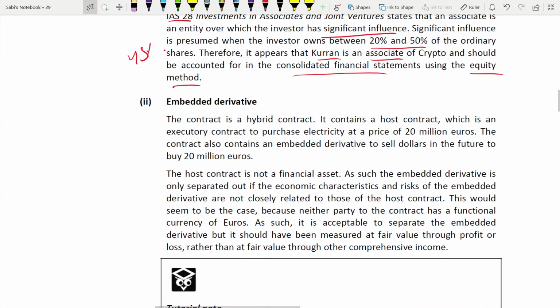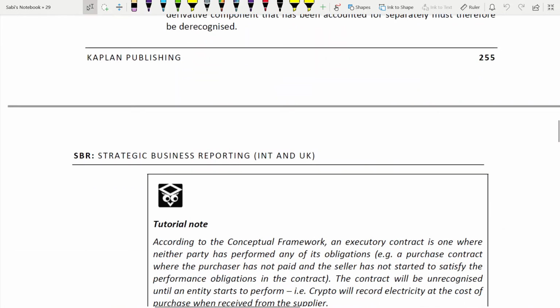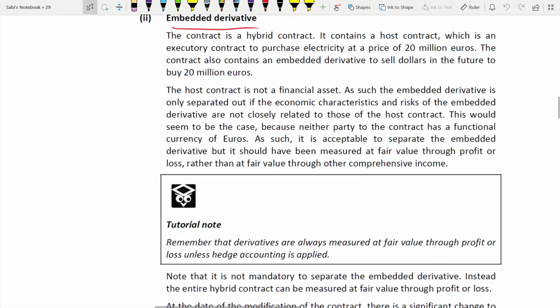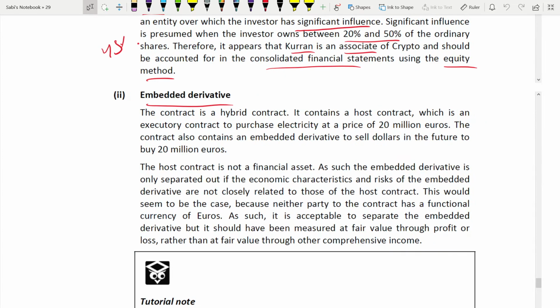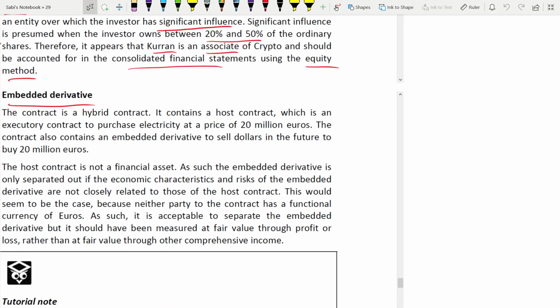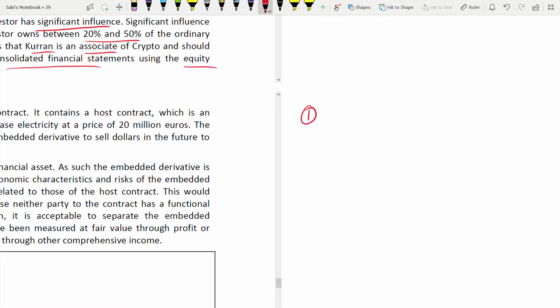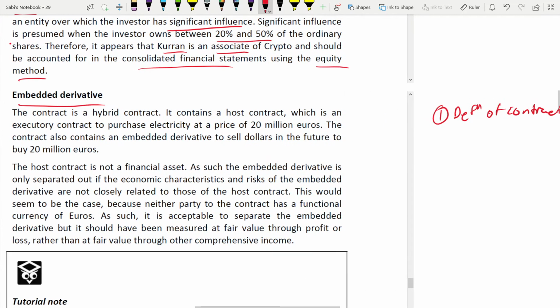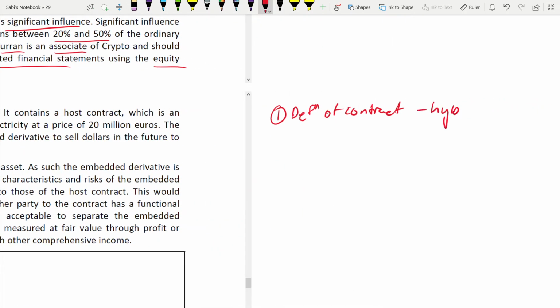So the answer is embedded derivative. Okay. Now, first of all, number one step, I'm writing on the side my answers only, my points. Okay, how to start this answer. Definition of the contract. Number one, you start by defining what type of contract it is. So this is a hybrid contract. Hybrid contract means it has two things in one contract. One is electricity, one is 20 million euros, right?